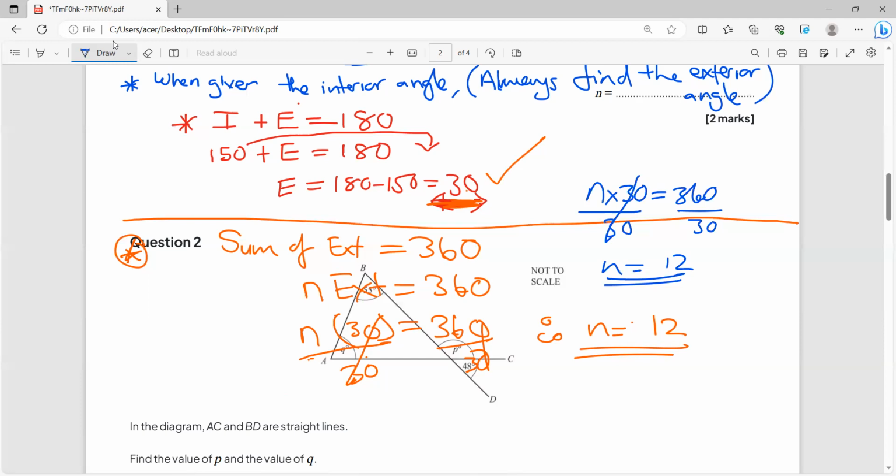So we must always watch out for what? For regular polygons, regular shapes. The first thing we need to do, if you have an interior angle, is find the exterior angle. And then you use the second formula to get the number of sides. Are we together? It only works for regular what? Regular polygons.